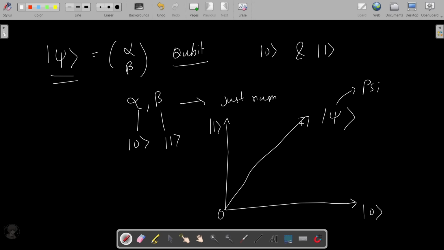If I ask how much this arrow lies in the horizontal direction, I drop a perpendicular line here. The length along the horizontal axis is alpha, and that is the projection, and the vertical part is beta. I hope you can visualize this. And this column vector simply stores those two coordinates. Alpha is the horizontal amount and beta is the vertical amount.